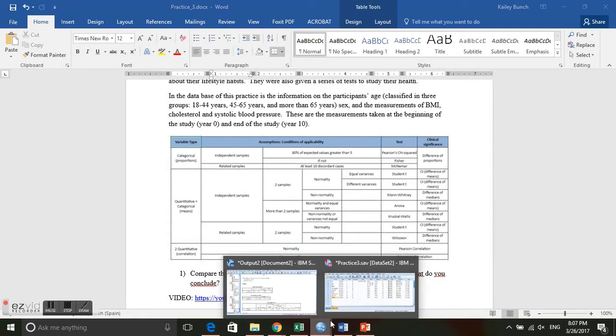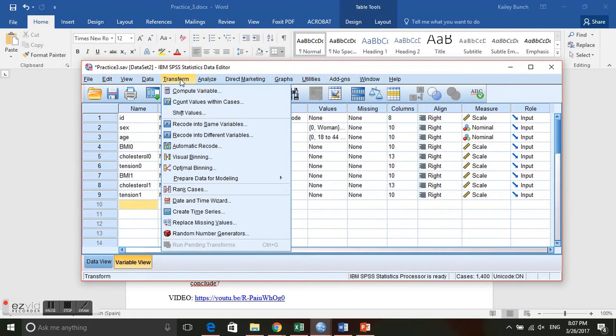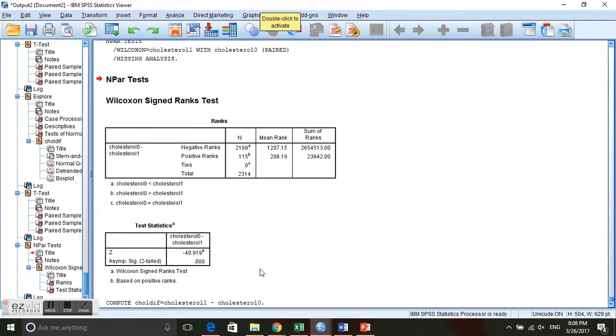So that means that we need to first create a new variable. I'm going to delete that because I already have it. To create a new variable, we need to go to Transform, Compute Variable. I already have it there, but we will do cholesterol 1 minus cholesterol 0. So this is cholesterol at the end of the study minus cholesterol at the beginning of the study. And so we need to change the name. We will name it cholesterol difference. You can name it whatever you want.